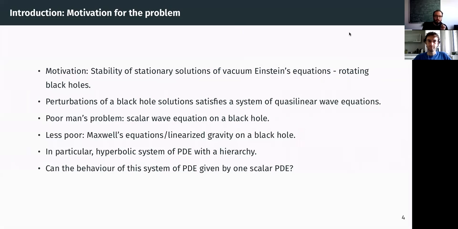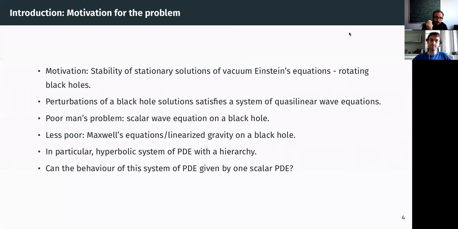Sorry, a hyperbolic system of PDE. And it happens that this hyperbolic system of PDE has a hierarchy encoded in it. Igor is a specialist of those things, so please do ask him questions about that. I will not answer this question. But the question is, can this hierarchy be exploited to say something about the asymptotic behavior of that system?